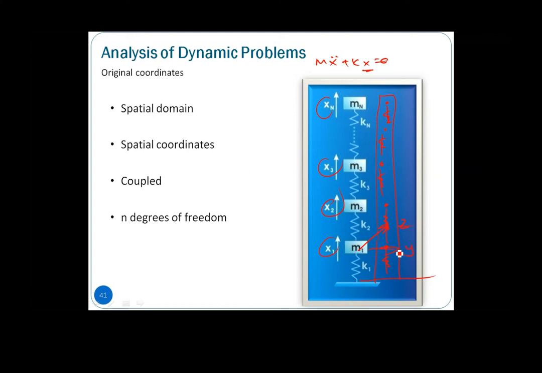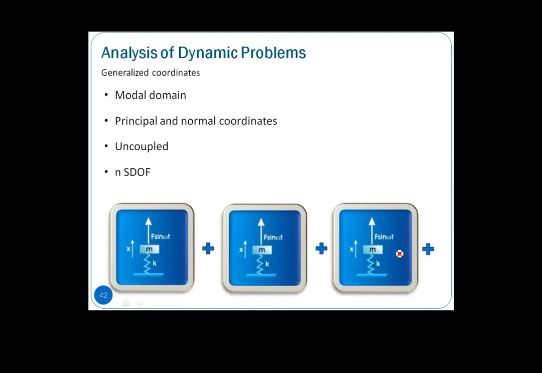The masses are coupled together, and that basically gives you n degrees of freedom, right? If you generalize them and transform them into a separate coordinate system, here we call it normal coordinates or principal coordinates. So this n degree of freedom system goes from the spatial domain to the modal domain. This mass spring system, from coupled, is now uncoupled into n single degrees of freedom.